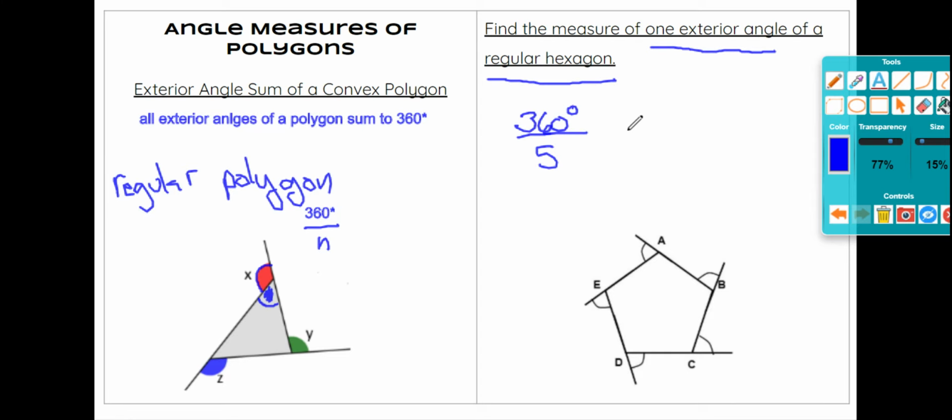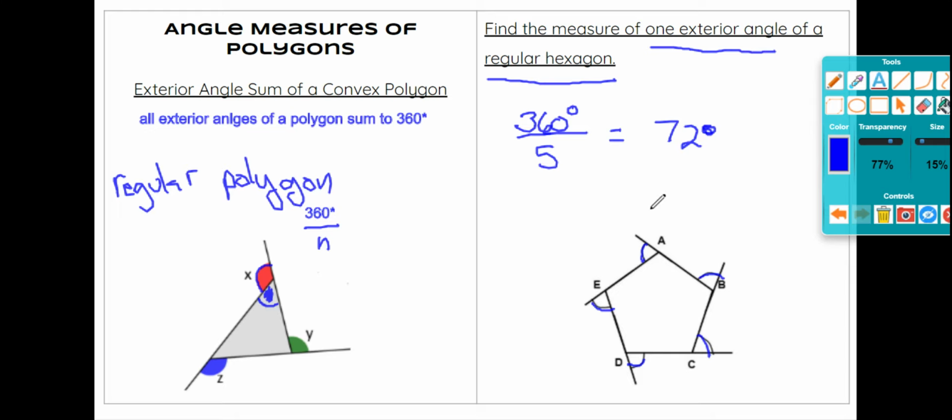And when we do that, that's going to equal 72. So each of our angles here are going to be 72 degrees. So angle A here, 72, 72, 72, 72, and 72. And if we added those all back up together, we would find that it comes to 360 degrees.